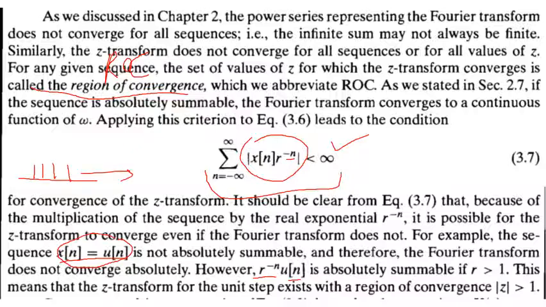But what if we just multiply by r raised to power minus n? So if this x of n is u of n and it is multiplied by r raised to power minus n, we can choose the value of r such that this sequence becomes decreasing. Once the sequence becomes decreasing, it will be absolutely summable. This means that the Z transform for the unit step exists with the region of convergence Z greater than 1. So let's move on to the next slide, and I will clarify why we are calling Z greater than 1 the region of convergence.